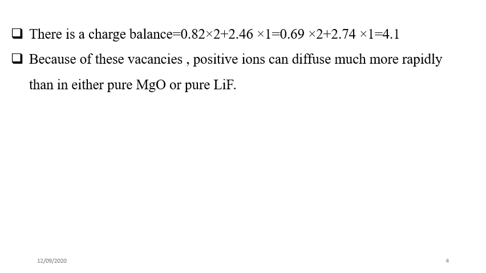If we actually see the calculations, here I have done them. I have measured the charge of oxygen and fluorine, and then the charge of magnesium and lithium, and I have observed these values are 4.1. That means that compound is charge stable. And lastly, why are these vacancies required? Because of these vacancies, positive ion diffusion is much more rapid, which is required whenever we use this compound for different applications. With this problem, we will stop at this point. Thank you for watching.